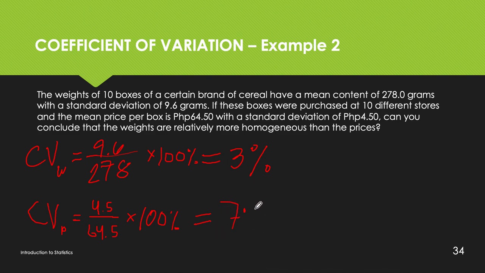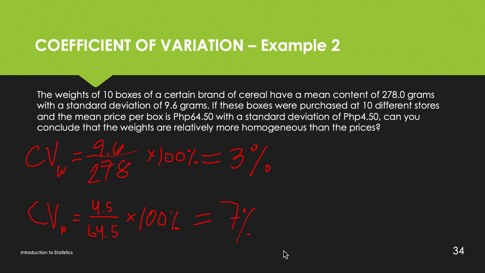Okay, so as you can see, the prices have a higher CV than the weights. Hence, the answer is yes. The weights are relatively more homogeneous or more clustered. It's less scattered, less dispersed than the prices because the CV for the weights is less than the CV for the prices. So that's our answer for the problem above.